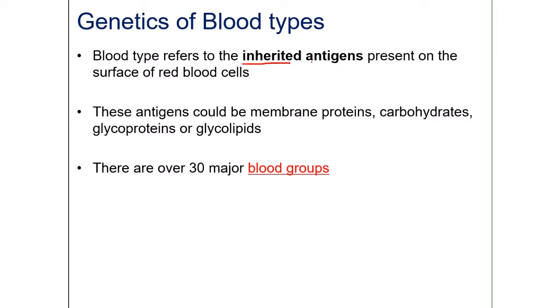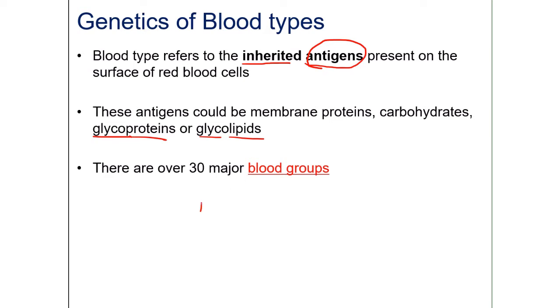And these inherited antigens are going to be found on the surface of your RBC. What are antigens? Antigens are basically membrane proteins, carbohydrates, as well as sugar proteins and sugar lipids. Right? That's what glycoproteins and glycolipids means. They're a combination of carbohydrates, sugar, and proteins or lipids. So depending on what kind of membrane proteins or carbohydrates you have, you would have different antigens, and the presence or absence of these antigens is going to determine what your blood types are.